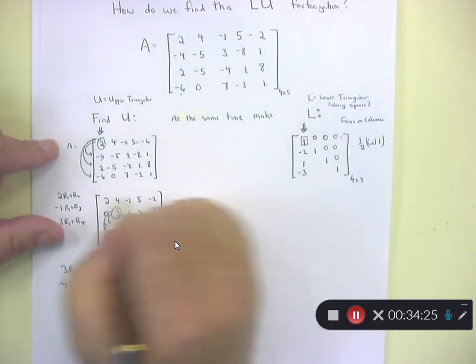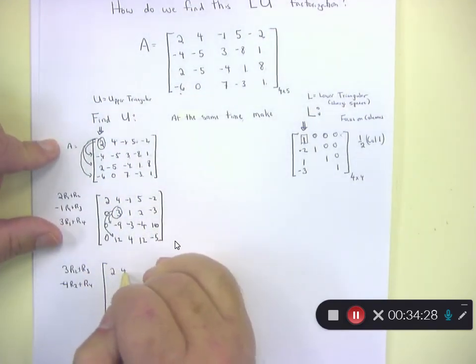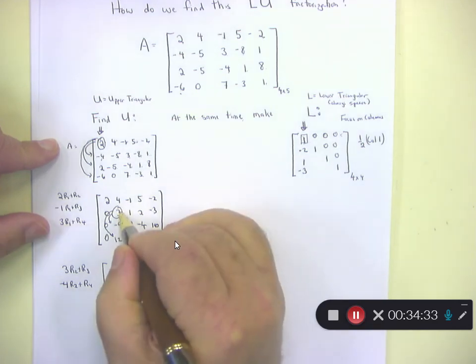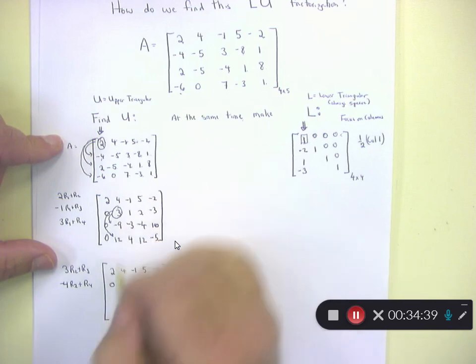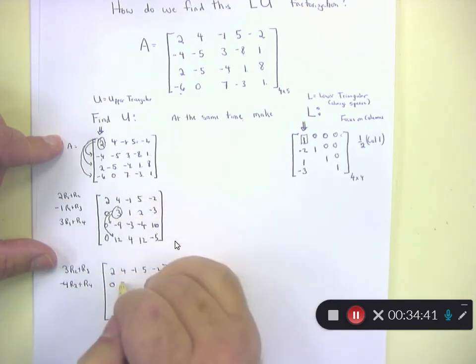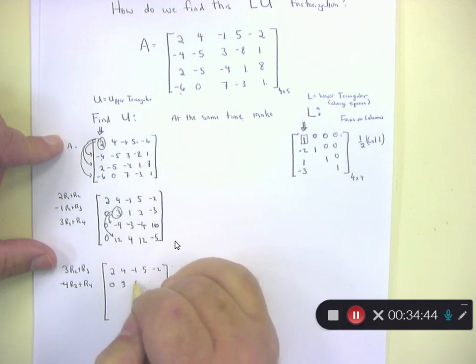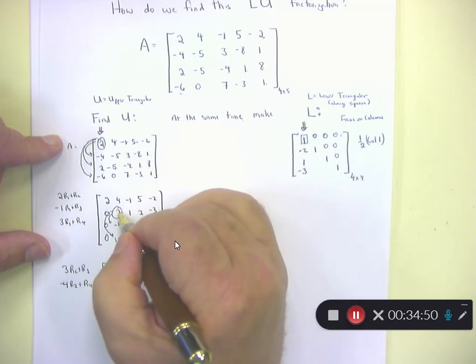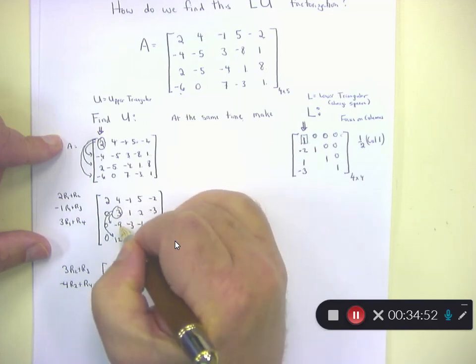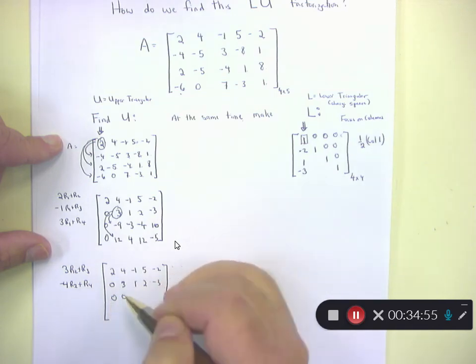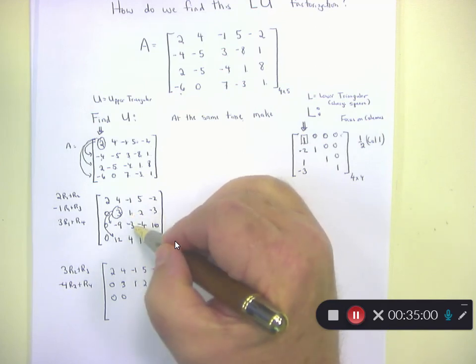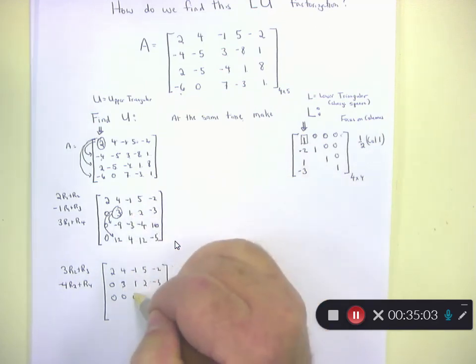So I'm sweeping down. So this top row is going to stay the same: 2, 4, negative 1, 5, negative 2. This was a 0. Now sweep down. Negative 3 times 3 is 9 plus negative 9 is 0. That's kind of the point. Well, this row stays the same. I'm jumping down here: 0, 3, 1, 2, negative 3. Now sweep down. 3 times negative 3 is 9 plus negative 9 is 0. That was the point. 0, 0. Okay, and now let's do the rest up. 3 times 1 is 3 plus negative 3 is 0.